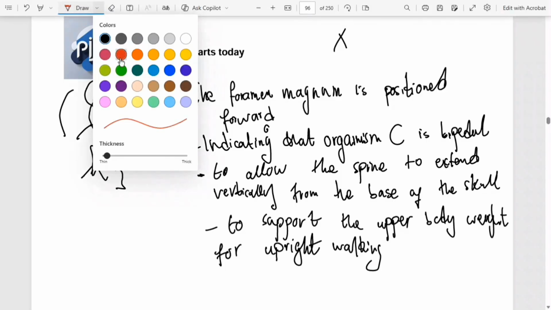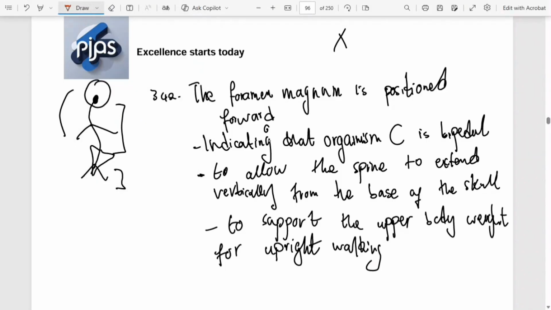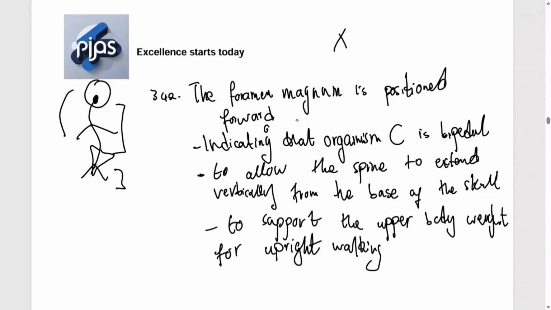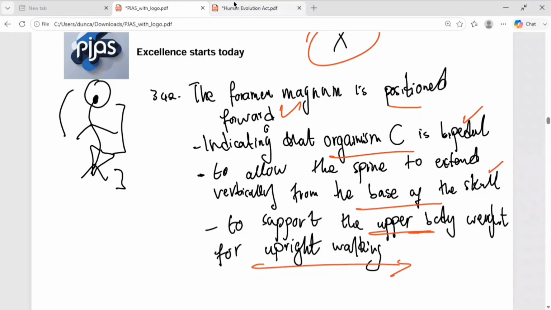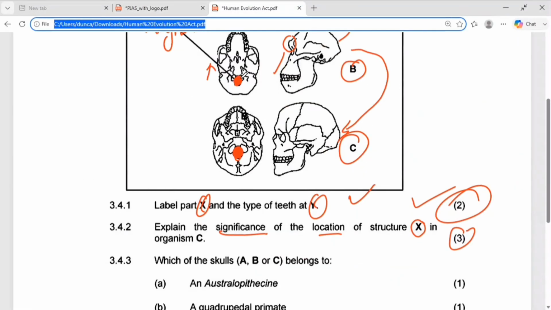But this is what? The significance of the foramen magnum inward in Homo sapiens. The foramen magnum is positioned forward, indicating that organism C is bipedal. To do what? To allow the spine to extend vertically from the base of the skull, to support the upper body weight for an upright walking. So that is the significance of the foramen magnum in Homo sapiens.